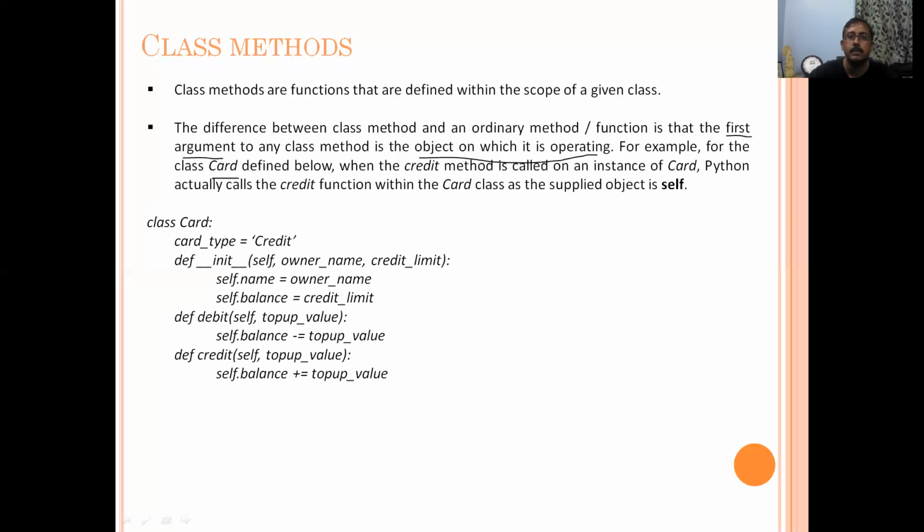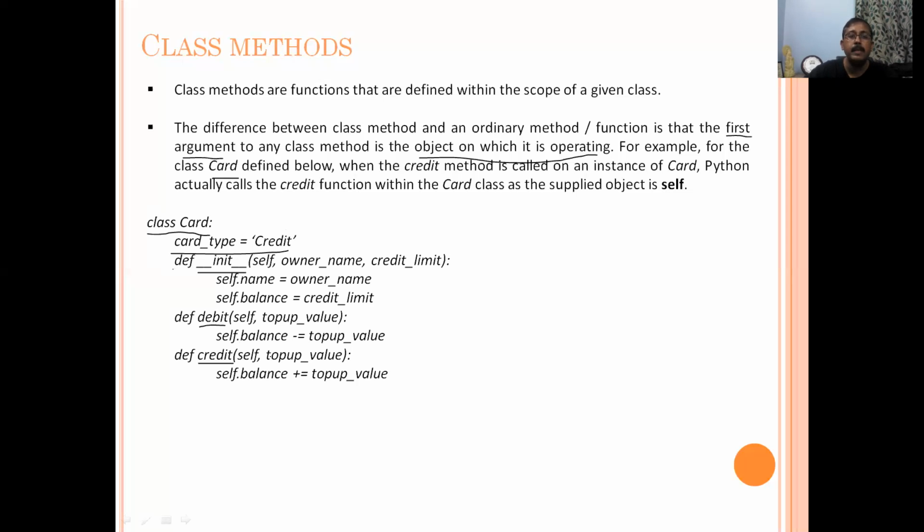Here there is no concept of inheritance. I'm just creating a class card and I'm having an attribute card type, which I am specifying as credit. And then I'm having different functions, like init is one function. Init is a very specific function, we are going to come to it very shortly. Then we have a function called debit, and then a credit, right?